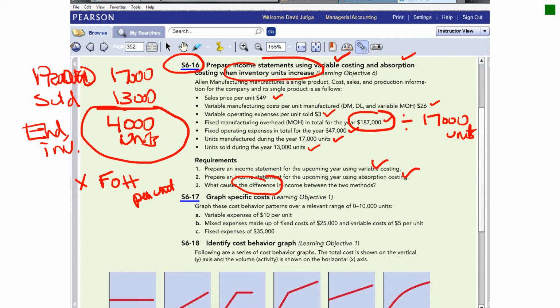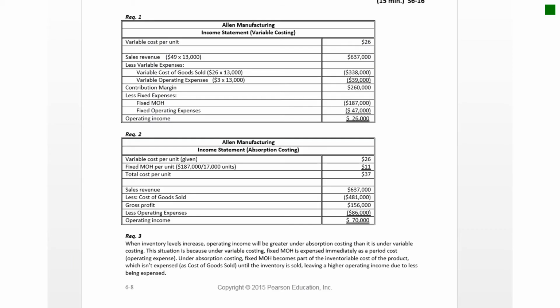So now let's take a look at the income statements. The first one is your variable costing. Again, you've got your variable cost per unit of $26: that's your direct material, direct labor, and variable overhead. Your sales price was $49, and they sold 13,000 units, so here's your sales revenue, $637. Then you have to get all your variable costs. You had variable cost of goods sold: those are your variable product costs, $26 times the units you sold, which is 13,000. And then you had variable operating of $3 times 13,000, which is 39.